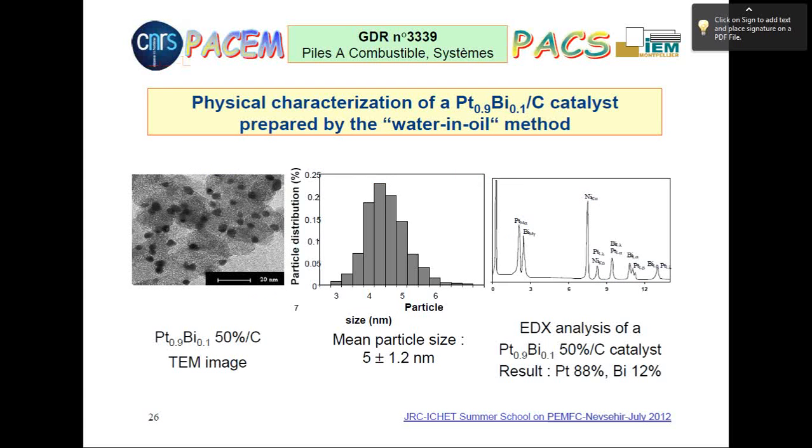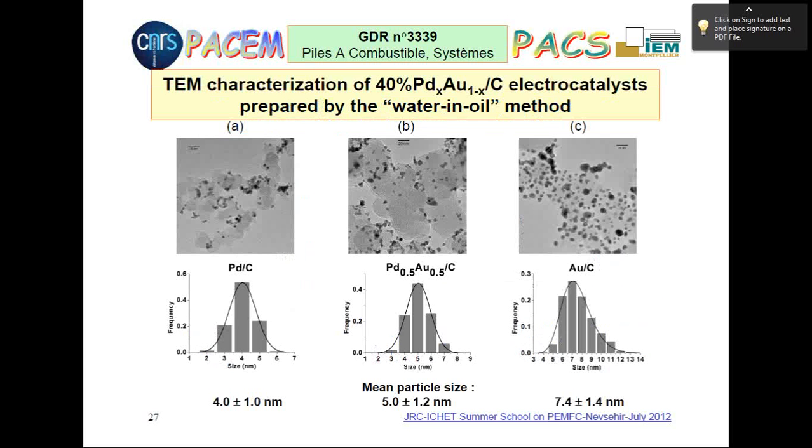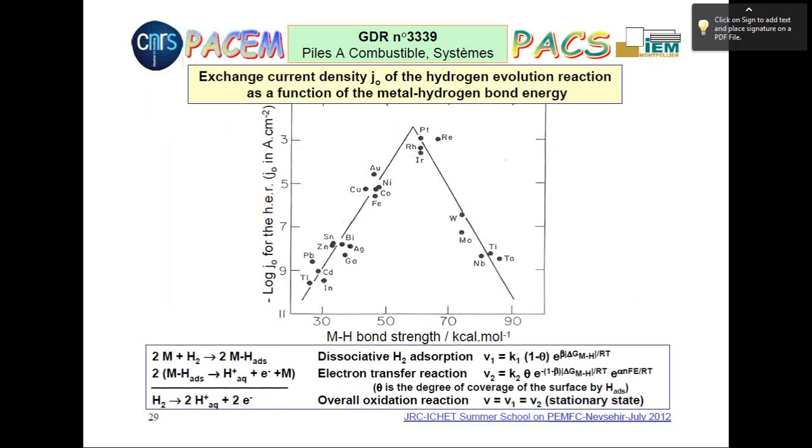That's a different kind of preparation of platinum bismuth and so on and so on. But you see, for example, again you have nice particles and evolution of the size from pure palladium to pure gold, with palladium gold electrodes, continuous evolution, because we have a true alloy, with gold and platinum. Okay. So just now, the most important point is the effect of the main reaction involved in fuel cells.